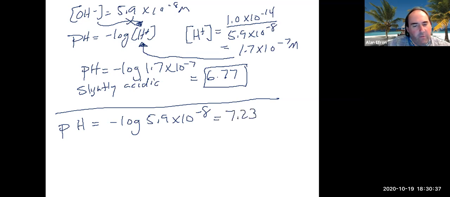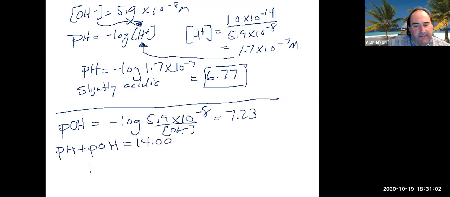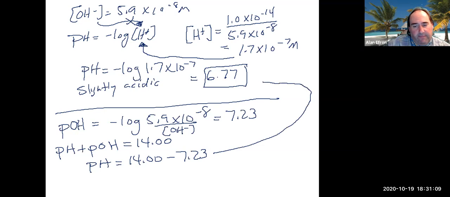And all would not be lost per se, because although you did not calculate the pH, you calculated what is known as the pOH, because this is the OH minus concentration. And that would not necessarily be such a bad thing, because there's a nice relationship between pH and pOH. It equals 14, which means that the pH in this case would be 14 minus 7.23. And that brings you right back to where we started from here.